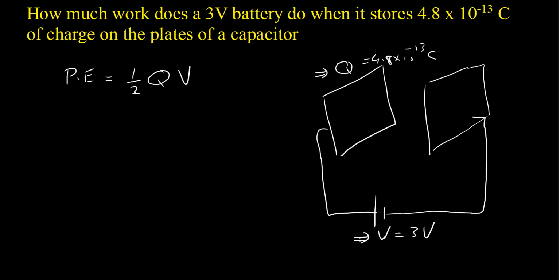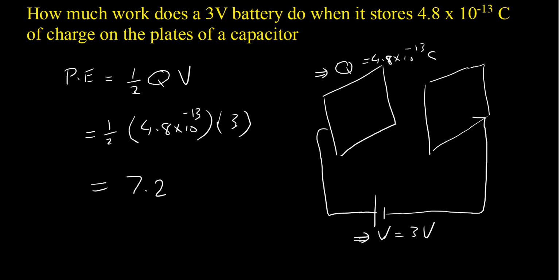So we'll say it is half times 4.8 times 10 to the power minus 13 times 3. We just do the math. That will give us the value. If we do some calculation, it will be 7.2 times 10 to the power minus 13 joule. And that will be how much work has been done by this battery to store this amount of charge in this capacitor.